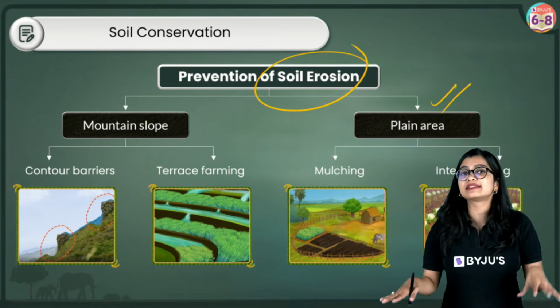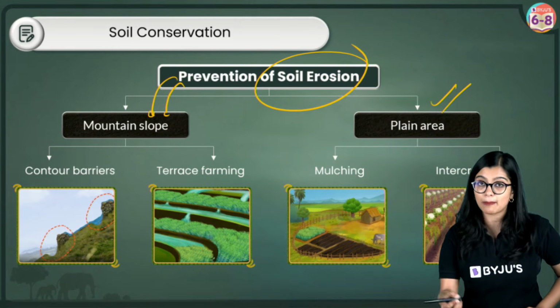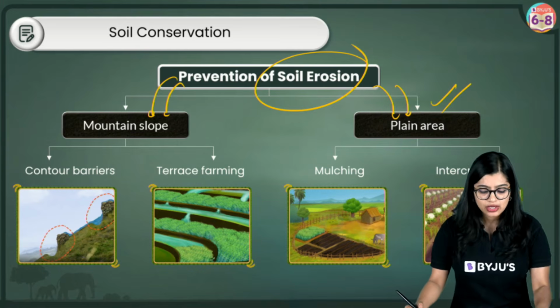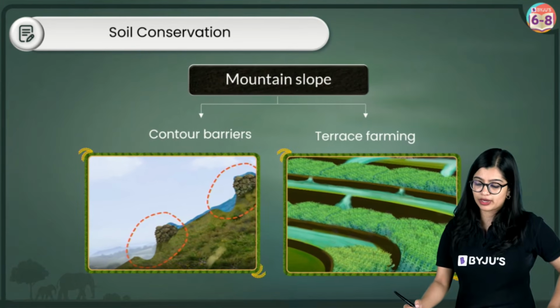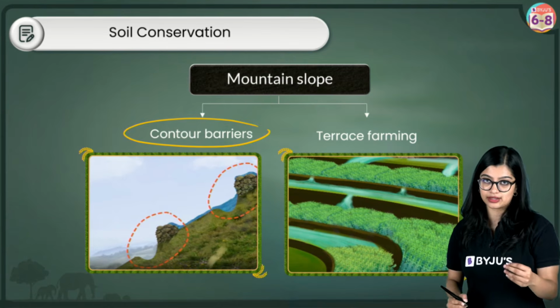You cannot apply the same technique everywhere, which is why there would be a different technique we would apply in a mountain slope and a different technique in a plain area. So let's see what we will do in a mountain slope. In mountain slopes, we will build contour barriers.